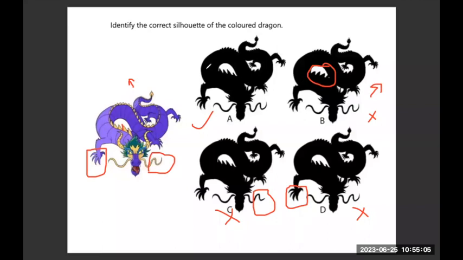So when I started solving this question, I started with option A and I found that I'm not able to find anything different. So I'm just leaving it aside. Then I went to option B and I found these hairs to be in a different direction. I say option B is wrong. Then I went to option C, I find the mustache to be an issue. So I say C wrong. D, I found the claw to be an issue. I say D is also wrong. What's left is option A, which is the correct one.